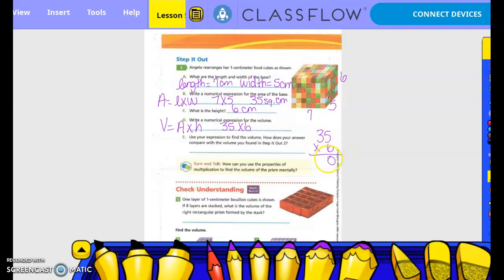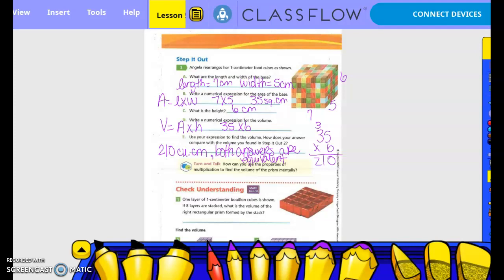So that's 30, put the 0, carry the 3. 6 times 3 is 18, plus 3 is 21. So it would be 210 cubic centimeters. And then both answers are what? Let's say equivalent this time. And when we use the word equivalent, that means they are the same, right? Okay, so check for understanding.